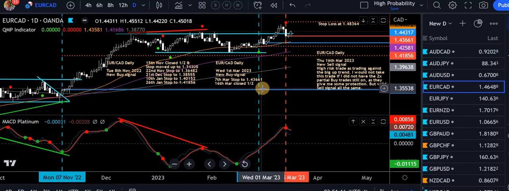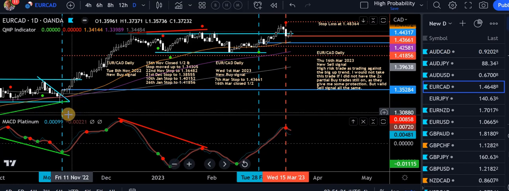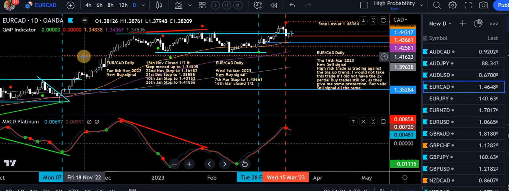What have we got here? Got a buy. We're in a buy from back here. So this is the 8th of November. Yep, 8th of November. So this is the buy here. Been a lot of action there. There's a stop for that. So we're locking in profit. We can't lose on that.